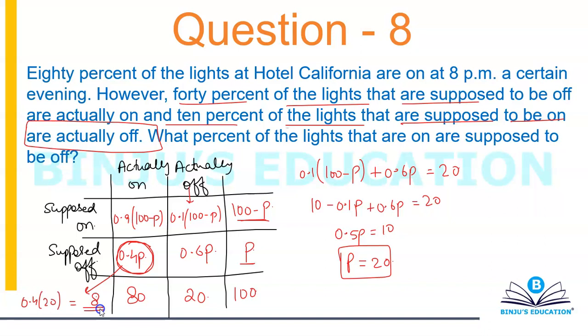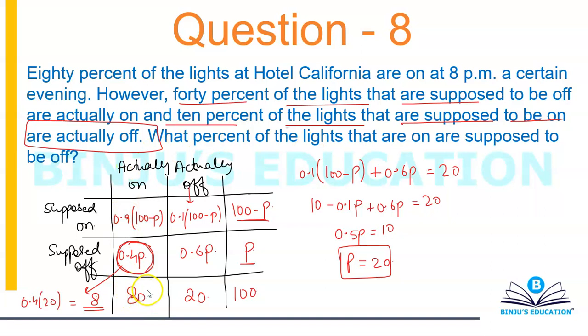Okay, so again, don't do 8 by 100. Read the question carefully. What percent of lights that are supposed to be on are off? Sorry, I have read it incorrectly. I'm going to repeat myself. It says what percent of lights that are on. So they're asking you with respect to on. What percent of lights that are on are supposed to be off?